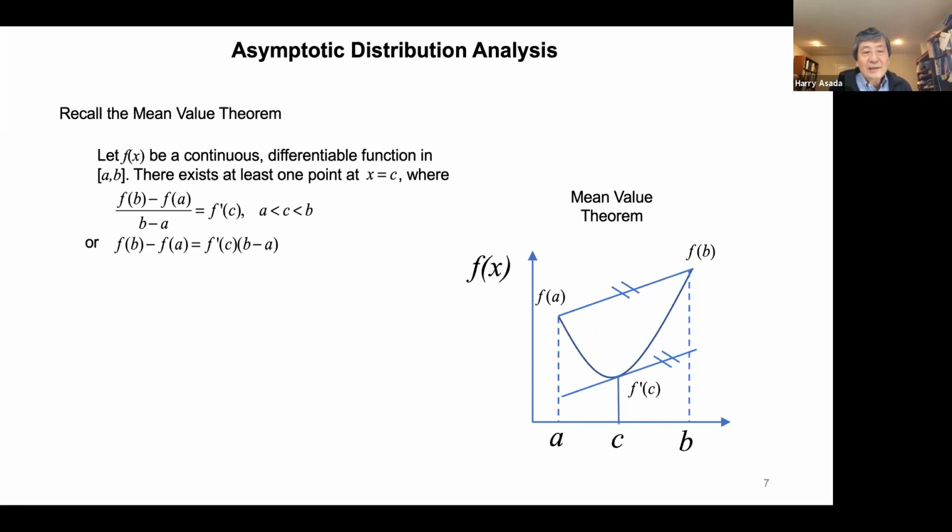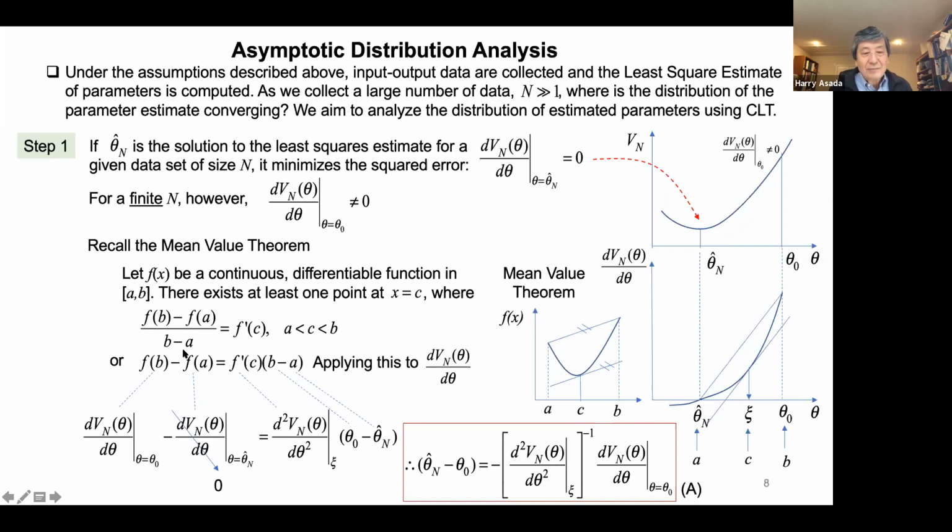Now, what we'd like to do is apply this mean value theorem to this function, dV_N/d theta. It's not V_N of theta itself, but we apply it to the derivative of the quadratic prediction error function V_N. So originally we had this V_N, and taking the derivative, we got this kind of plot, which shows the derivative. At this point, the derivative is 0, so it is crossing 0 at this point, right? And then it moves up, and the slope has some value, indicated here. Okay, this is theta naught and theta N hat. And this is a differentiable continuous function, so we can apply the mean value theorem.